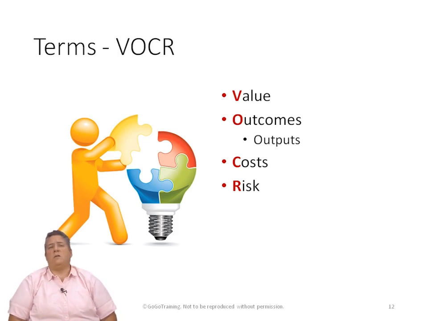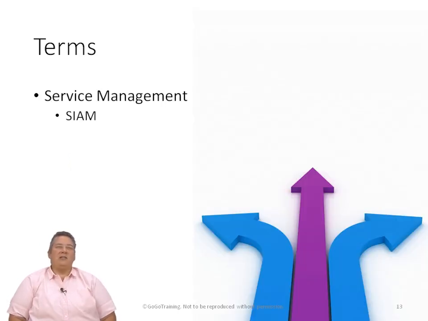So there's your four terms: value, outcome, costs, and risks. That VOCR concept needs to underpin all of the activities that you're doing during this practitioner class, and is also in real life. All right, the last set of terms, some of them should be familiar to you already.